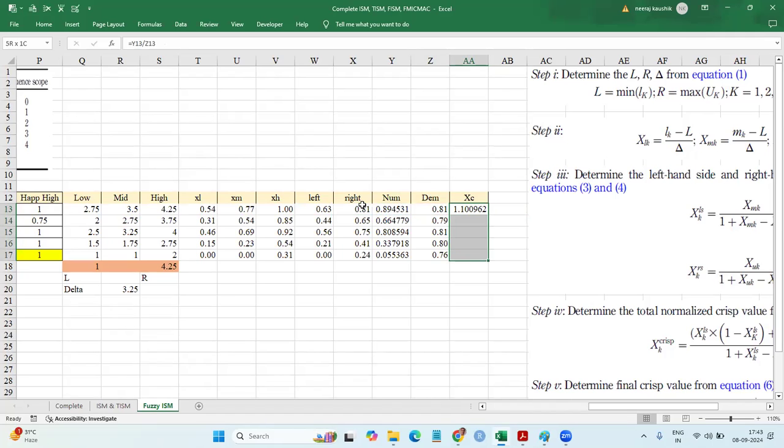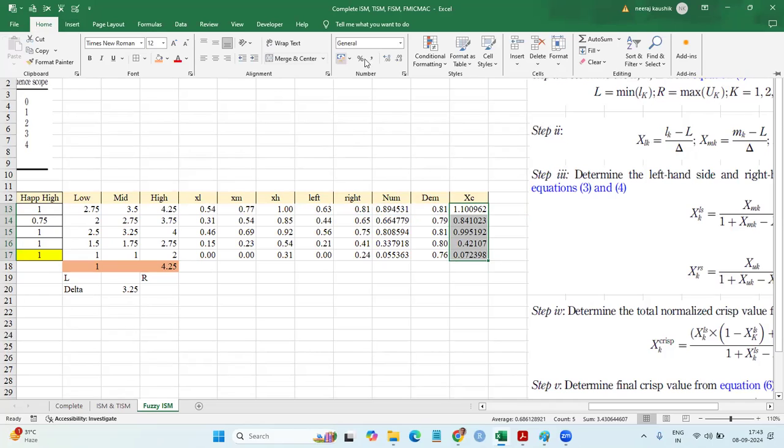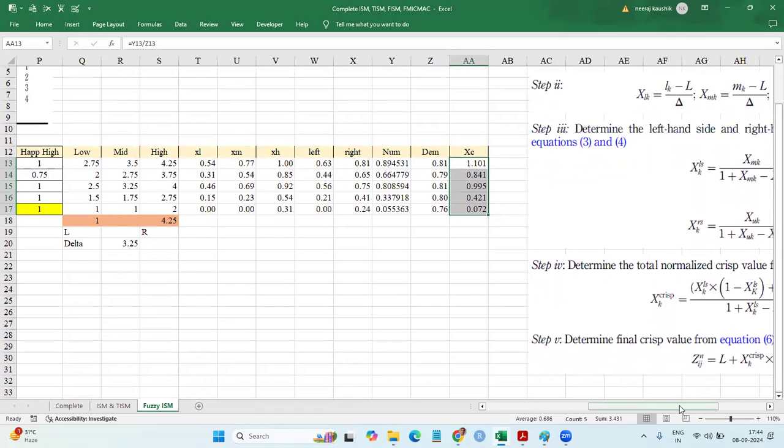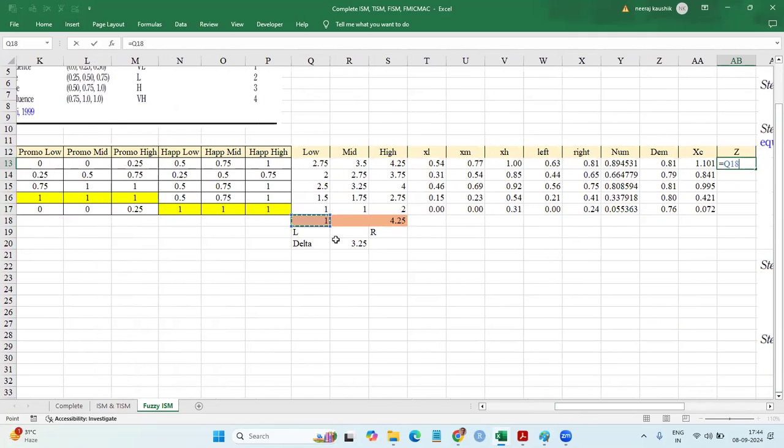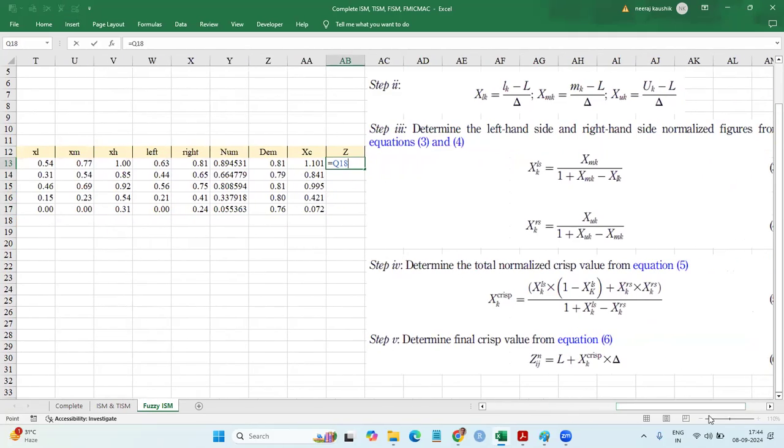I think it's coming the same. There was no problem. So it comes as XC. It is called the crisp value. And from the crisp value, now we will convert it to the Z value, which is the overall value. This particular Z value will be computed by L. L means the overall L value, which we subtracted from everyone.